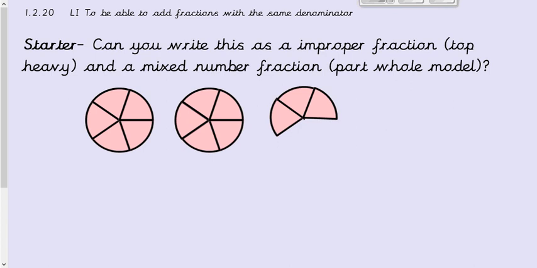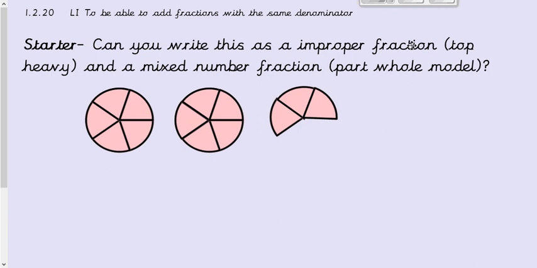So I have a starter for you to start with. It's very similar to what we did last week. I would like you to look at the fraction which the shapes are showing and write it as an improper fraction, which is where the numerator is larger than the denominator, so a top-heavy fraction, and a mixed number fraction, so like a part whole model. So write how many wholes there are and then what is left. Okay, if you're not sure, I'll go through it now with you.